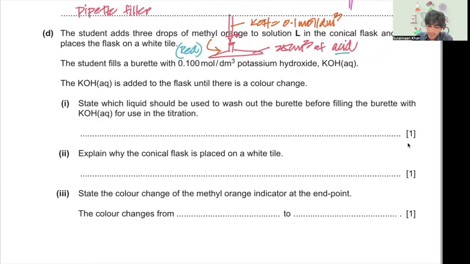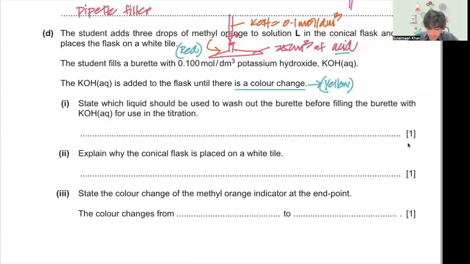a color change, and that color change is going to be from red to yellow. You could write orange, but practically speaking, it's yellow, because we always add the base one drop or two drops in excess, because as humans, we aren't that accurate. So it gives me the color of the base, which is yellow. You could write orange if you're IGCSE students. It's up to you, but it should be yellow, practically speaking.